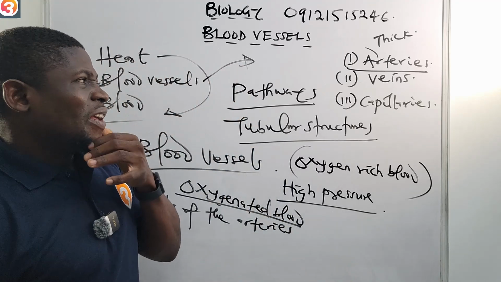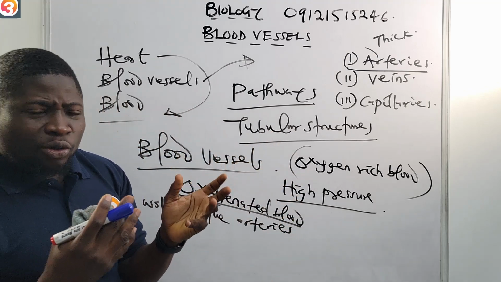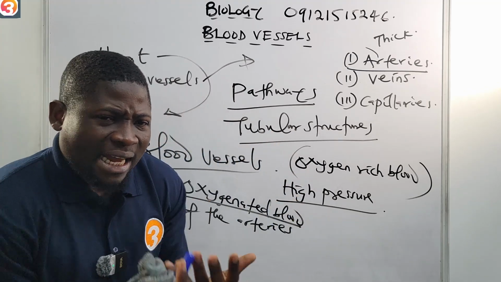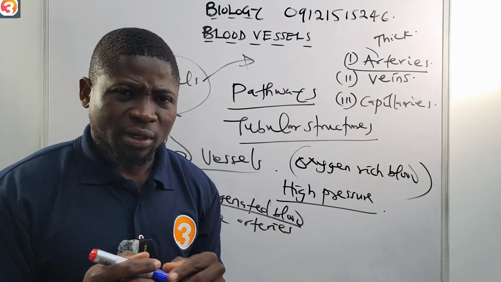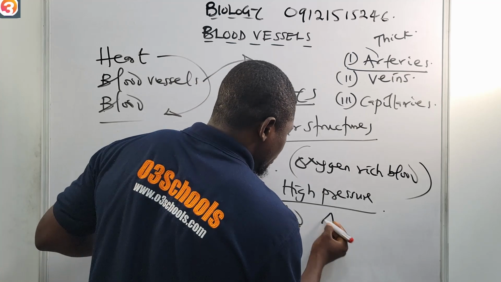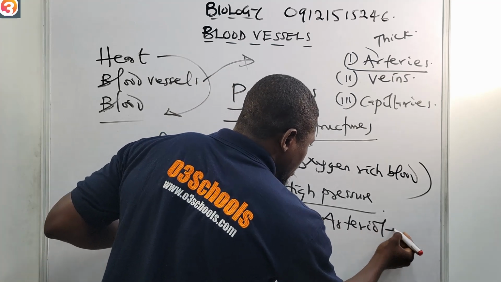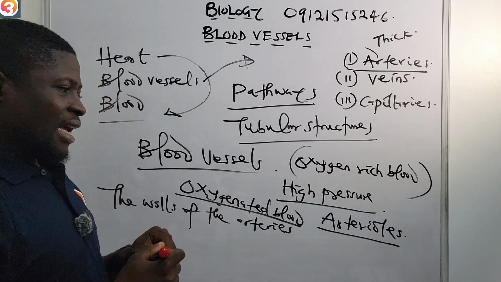All right. So now, as these arteries have taken the blood away from the heart, they are taken to the cell. As they go closer to the cell, they begin to branch out, and they branch out to form what we call arterioles. Please take note of this.